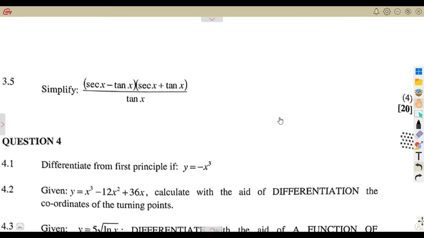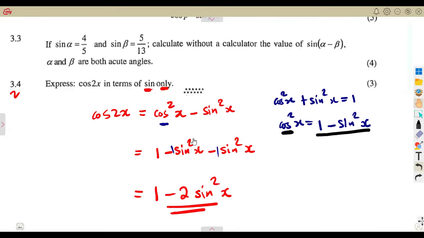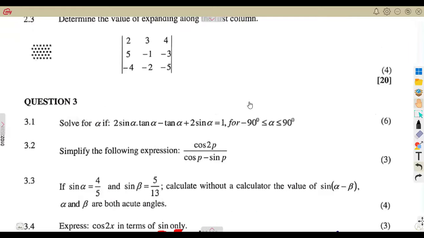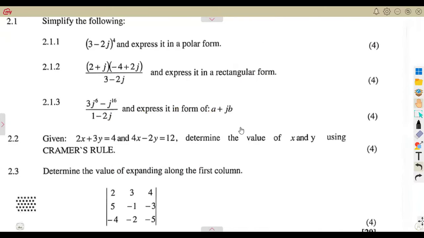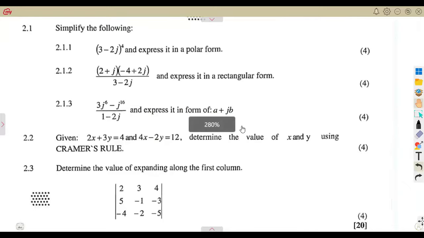So let's just try to work out as many questions as we can, going through our normal part of those complex numbers and the use of Cramer's rule. Let's revise as much as we can.